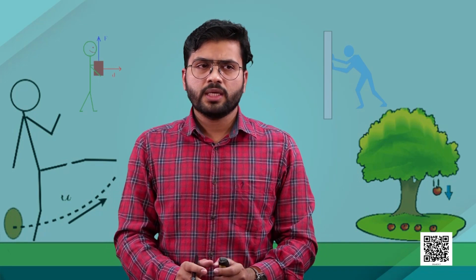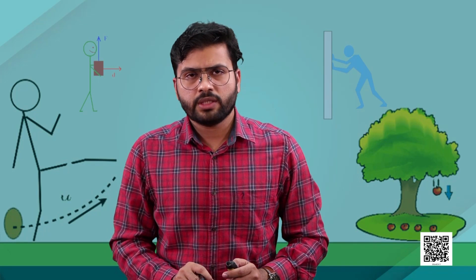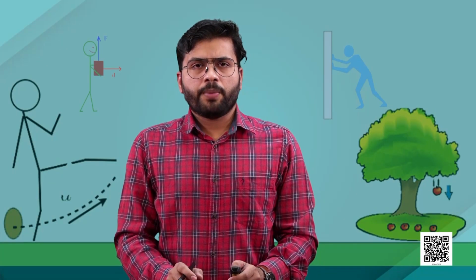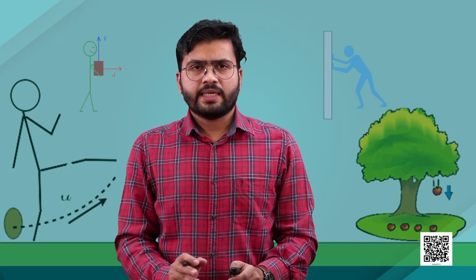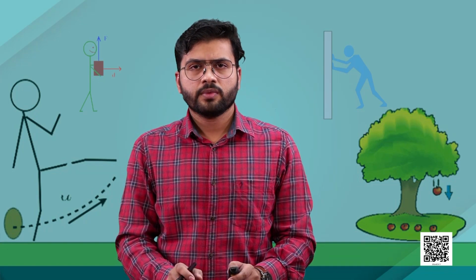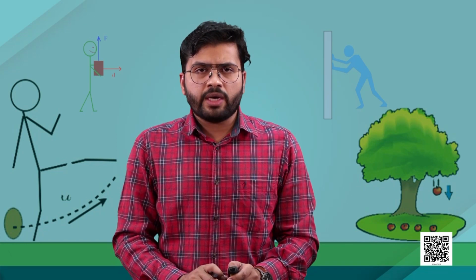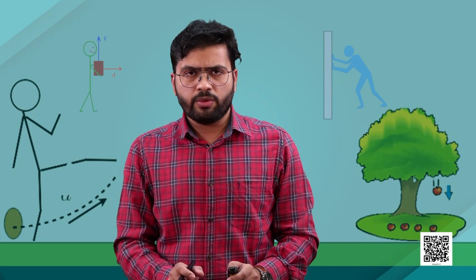So before we conclude, let's take up the last final question for the module. An electric bulb of 60 watt is used for 6 hours per day. Calculate the energy consumed by the bulb. So it's very easy. The power is given 60 watt, time is given to you. So power into time is nothing but energy, because power is work by time, work is nothing but energy. That means power is ultimately energy consumed in a given duration of time.